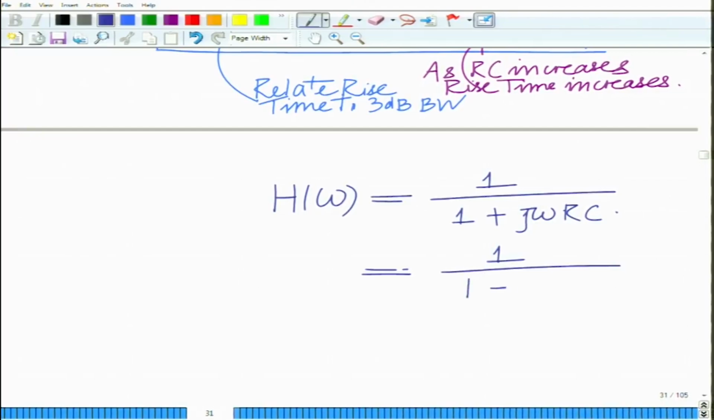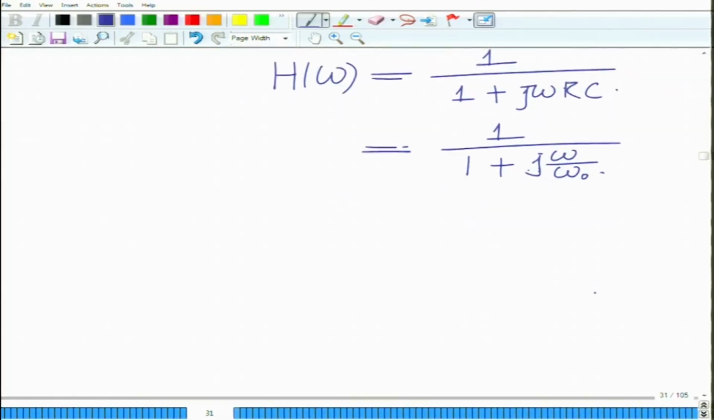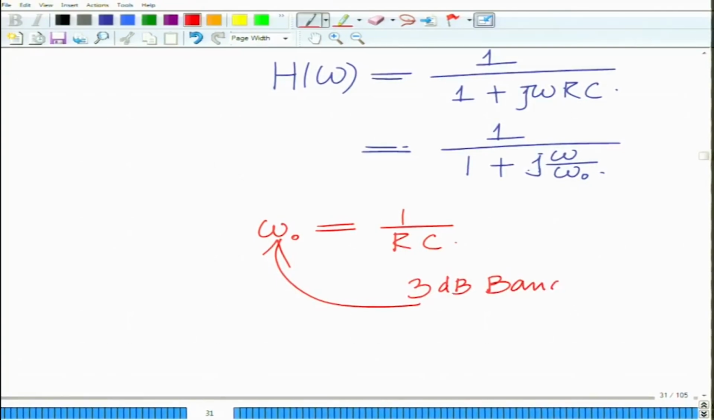You can write this as 1 over 1 plus j omega over omega naught, where, if you recall, omega naught equals 1 over RC. Now, this is termed as the 3 dB bandwidth.